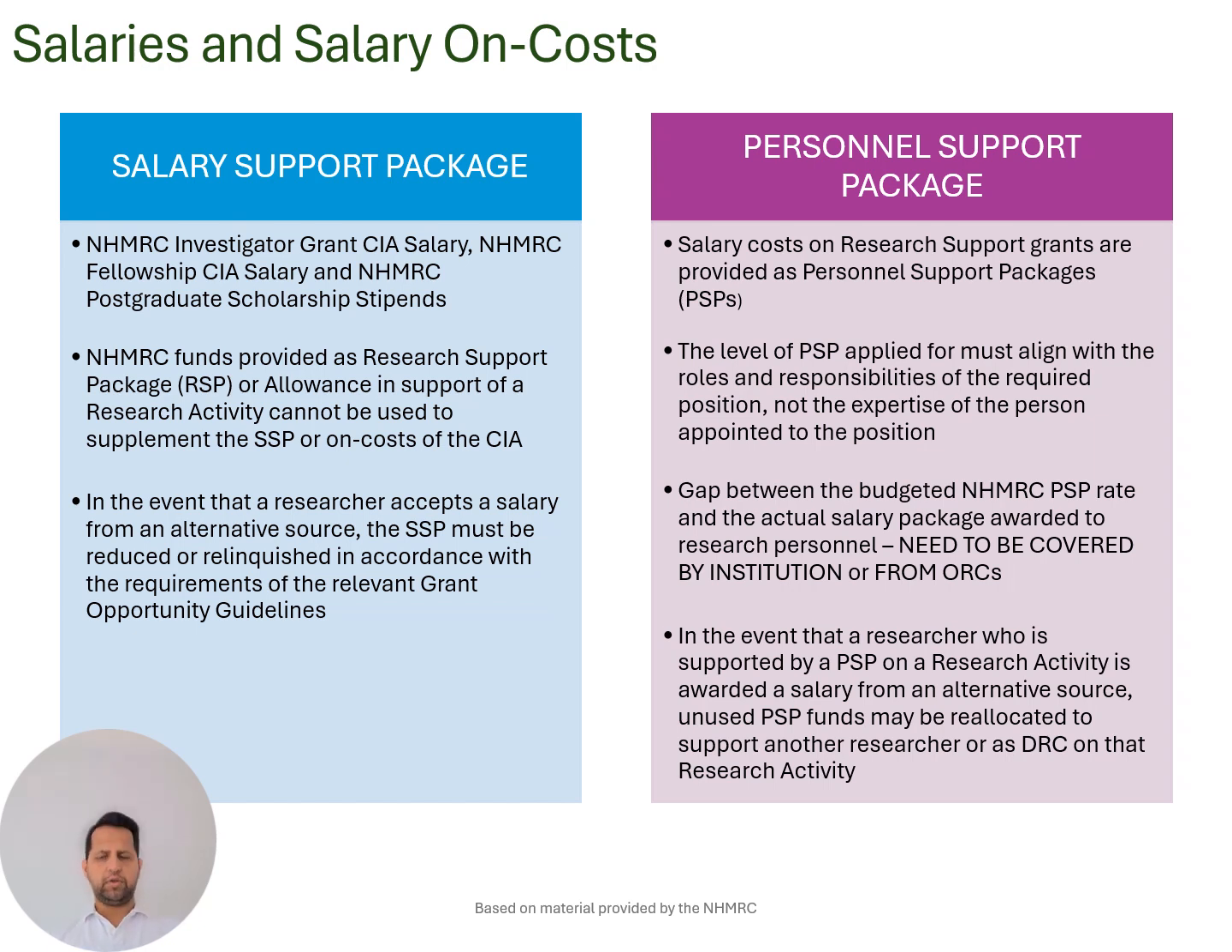Let's say, for example, you have a pool of money as RSP, and that's dedicated towards completing the research activity. You do not use it to supplement the SSP, like the salary gaps between your actual salary at your organization and what NHMRC is giving you through that RSP. However, recently NHMRC has released a bit of flexibility for NHMRC investigator grants.